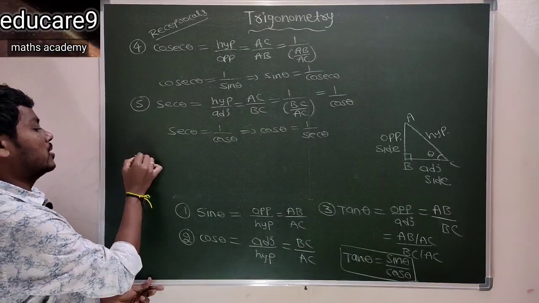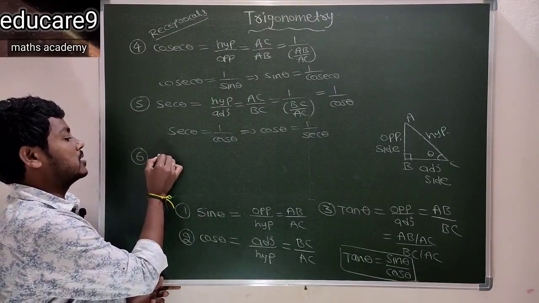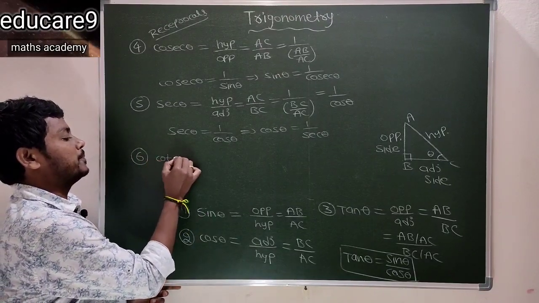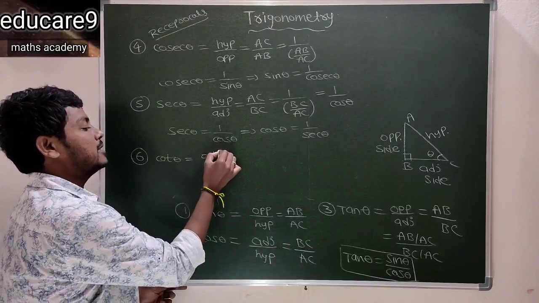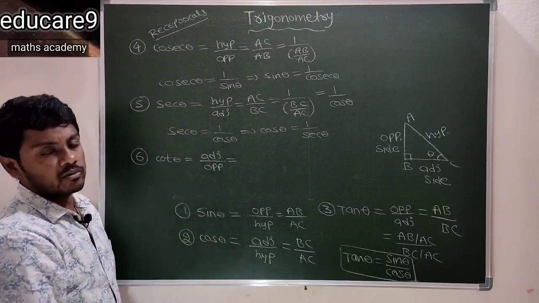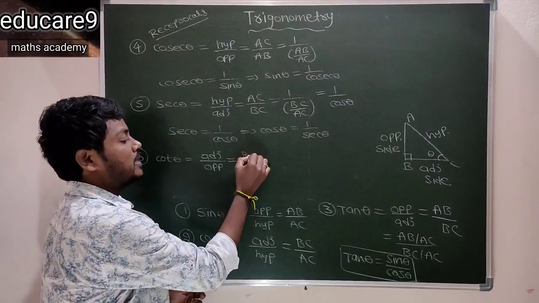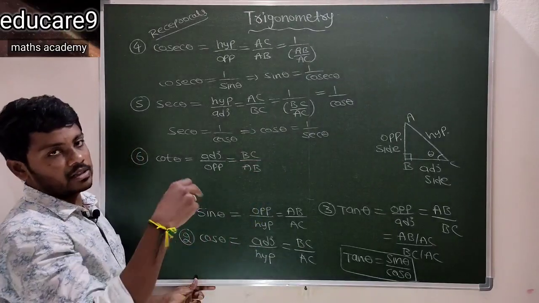And the sixth one, the last trigonometric ratio, is cot theta. So cot theta is defined as adjacent side by opposite side. But what is the adjacent side? BC, and the opposite side is AB. So divide by AC.